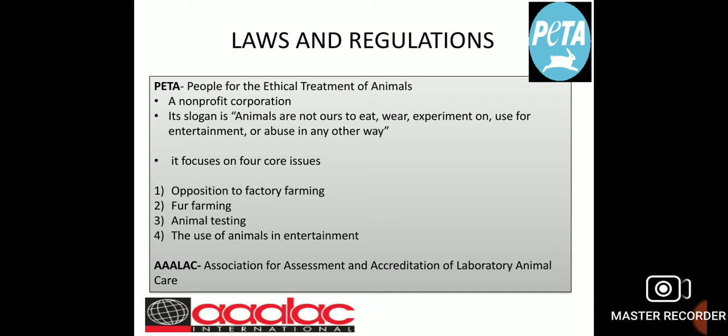The next thing is AAALAC. It has nothing to do with PETA, but I have just put it for your information. AAALAC is the Association for Assessment and Accreditation of Laboratory Animal Care. If you are using animals under AAALAC guidelines or AAALAC accreditation, then it can be considered that you are following proper procedures, so that the animals will not suffer more, or if they are suffering, what preventive or precautionary measures you are taking.